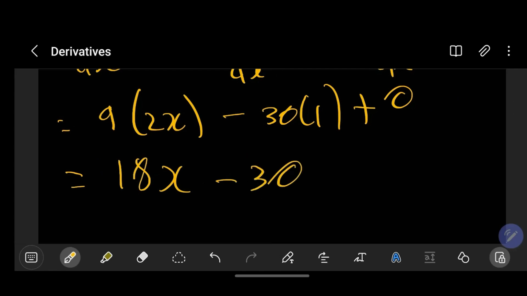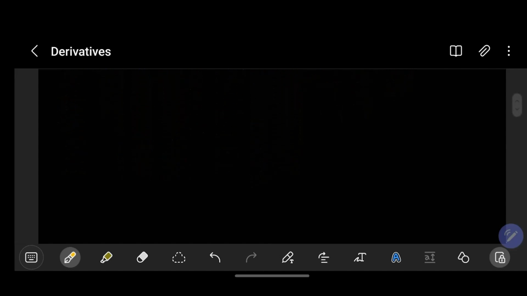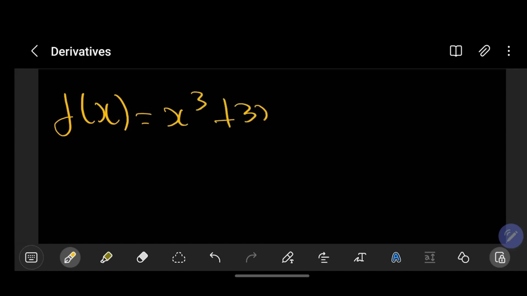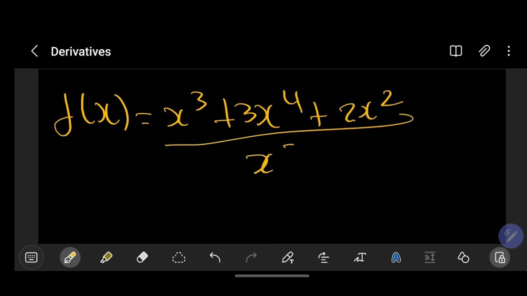Okay, once again, the key is getting it into a format that you can align one of the rules to. So let's take another example, right? Let's take the example where we have f of x is equal to (x cubed plus 3x to the 4 plus 2x squared) all over x squared. So what would you do in this case, right?